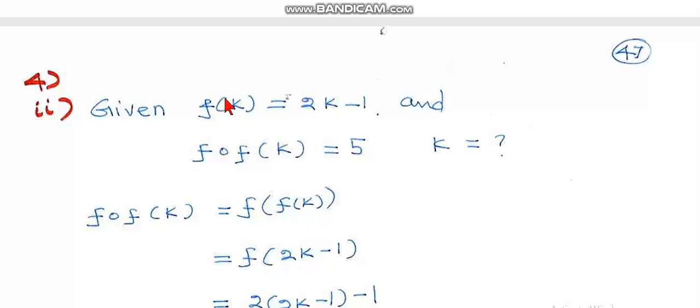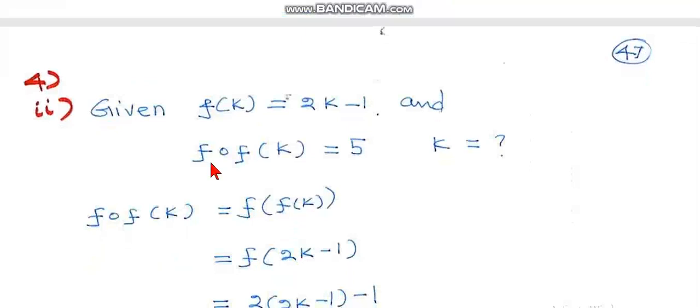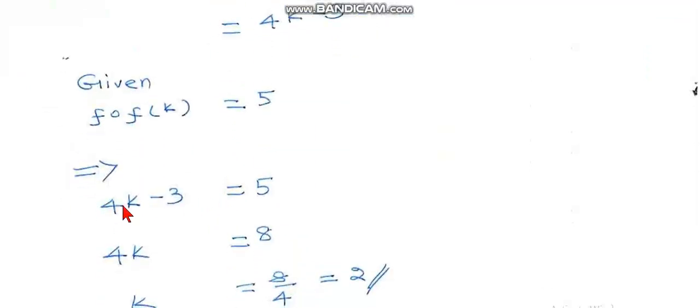What is the rule for f? Multiply by 2, subtract 1. So multiply this by 2, subtract 1. So it is 4k minus 2 minus 1. That is 4k minus 3. But it is given in the problem f dot f of k is 5. So 4k minus 3, that is what we have calculated as the value of f dot f of k. 4k minus 3 equal to 5, that is 4k equal to 8, that is k equal to 8 by 4, that is equal to 2.